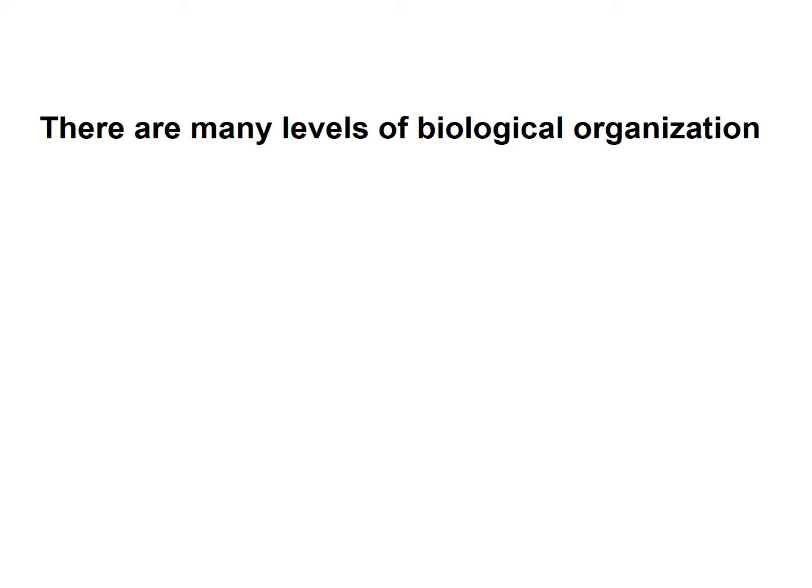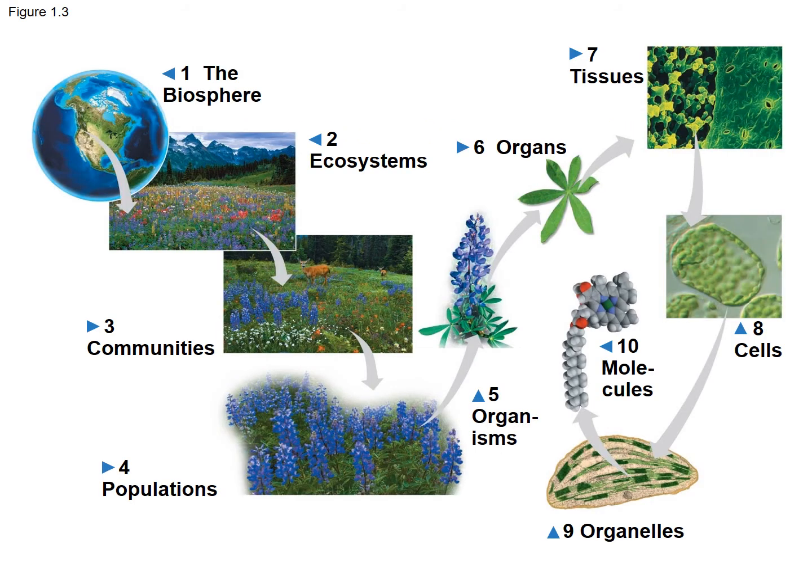There are many levels of biological organization. We're going to go through those. Let's start with the most specific. So here we've got molecules, right? So we've got this molecule, and molecules are made up of atoms, and atoms are made up of subatomic particles. So if we went below the level of molecules, we could go next below, which would be atoms. And then it would be subatomic particles.